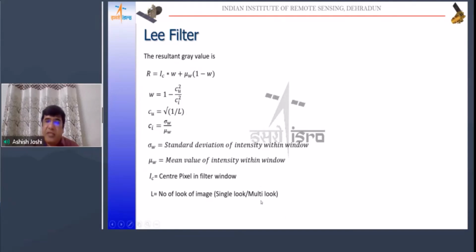In the multi-look processor, if we want better images in terms of radiometry, we do multi-looking in the azimuth direction. We divide the synthetic aperture into 3 or 4 parts and then do the signal processing. So if it is a 2-look or 3-look image, we have to use L differently. Most SAR sensors give the single look image, and we can use L accordingly. The second is the Kuan filter.